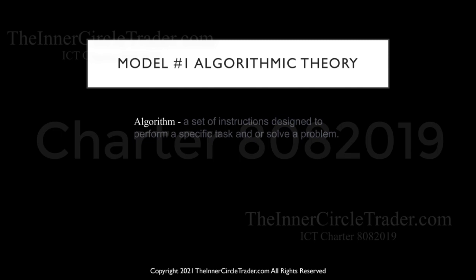Now you can take algorithmic theory and look at it through the lens of everyday life, like cooking, like the average recipe, that's an algorithm, or a list of instructions for teaching your child how to brush their teeth or wash their hands. And it could be taken to an extreme in terms of detail and used for computer programming. But the idea of algorithmic theory is a step-by-step approach to doing a task, a process, or problem solving.